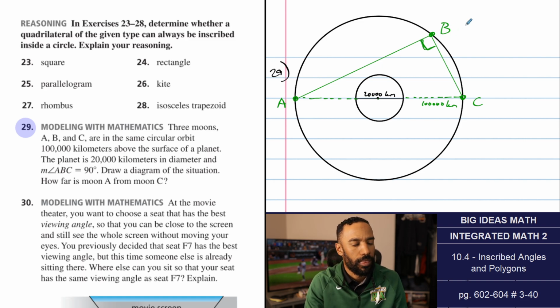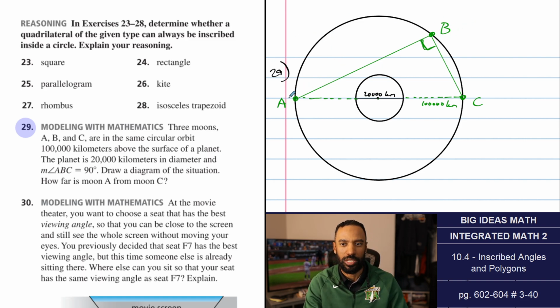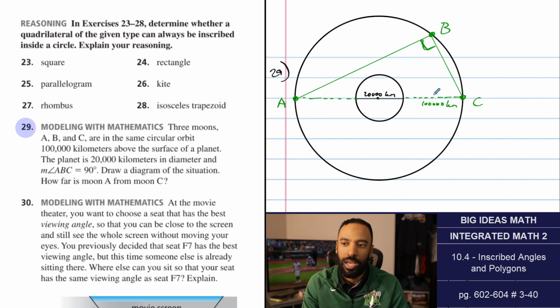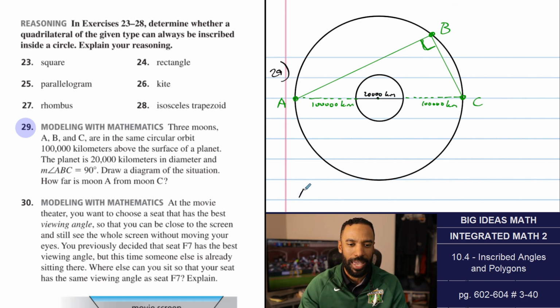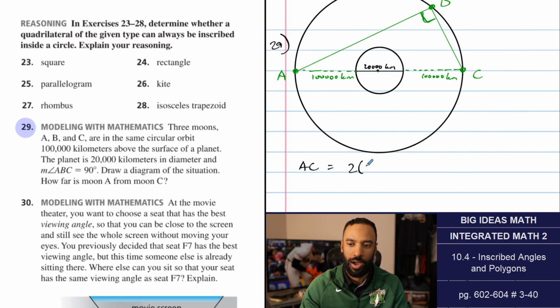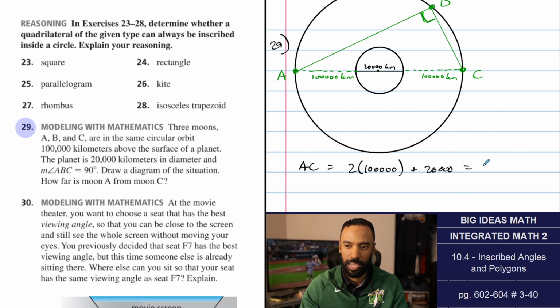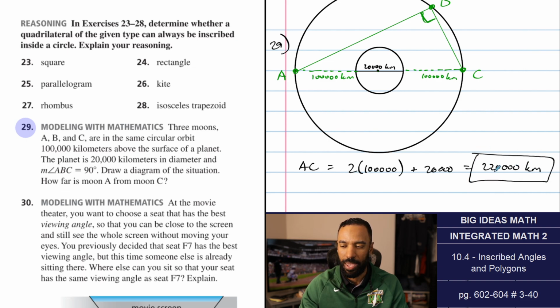What's the question? Draw a diagram. How far is moon A from moon C? Oh, that's the part I was kind of answering before. So how far are they from each other? What's the diameter of that whole thing? If this is 100,000 there, this is 100,000 here. I just got to add 2 of these 100,000s plus this 20,000 like that. So the length of AC, this isn't a measure of an arc, it's that length. We're going to take 2 of the 100,000s, that's 200,000, plus the 20,000 here, which is 220,000 kilometers. That's the distance from A to C.